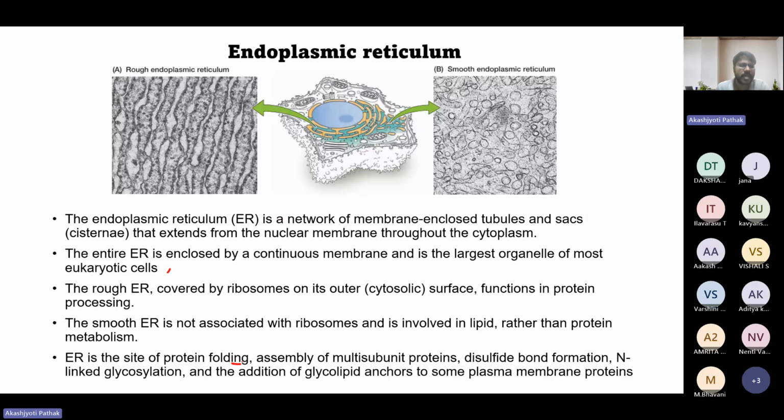Another important point is that it is the site of protein folding, assembly of multi-subunit proteins, disulfide bond formation, N-linked glycosylation, and addition of glycolipid anchors to some plasma membrane proteins. So why is it a site of protein folding? Because the endoplasmic reticulum provides an oxidizing environment. So why is an oxidizing environment necessary for protein folding?